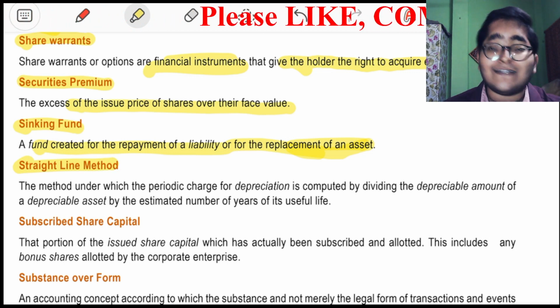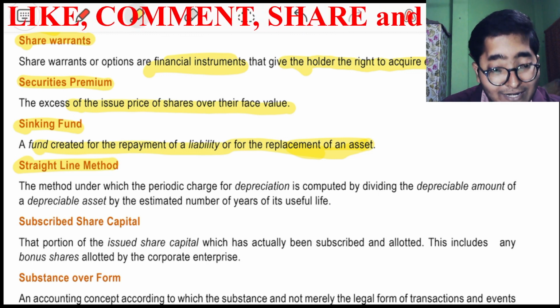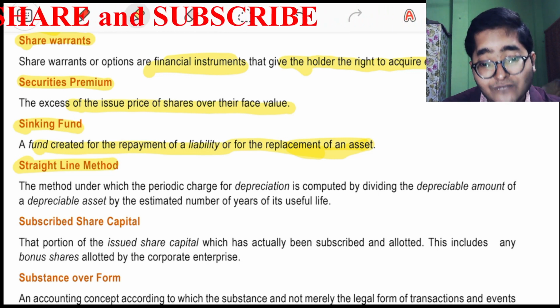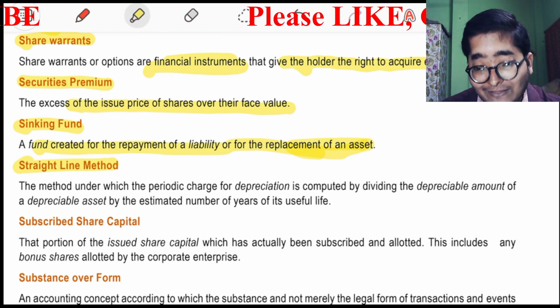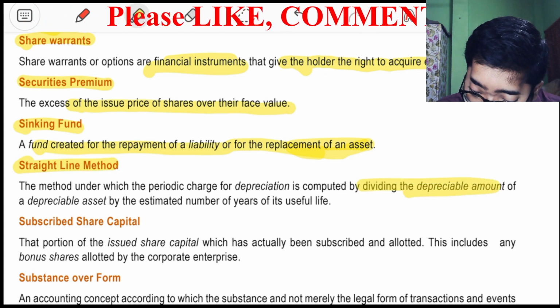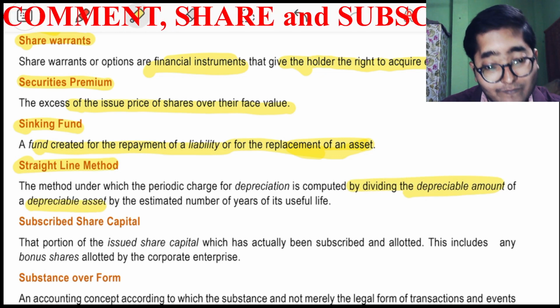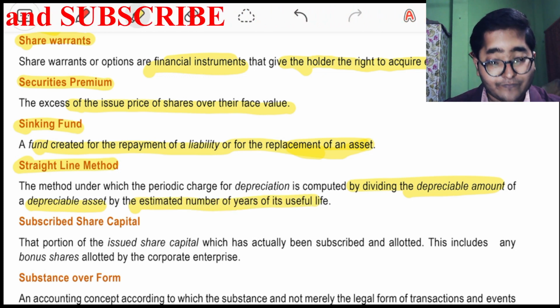The next is straight line method. Straight line method is a depreciation method or method of depreciation. Straight line method is the method under which the periodic charge for depreciation is computed by dividing the depreciable amount of a depreciable asset by the estimated number of years of useful life.